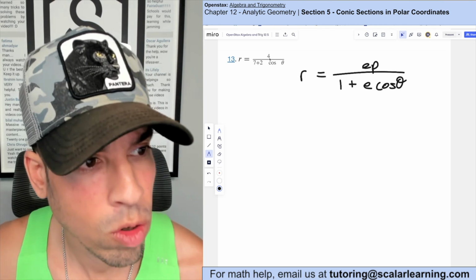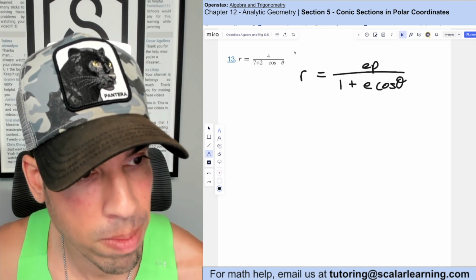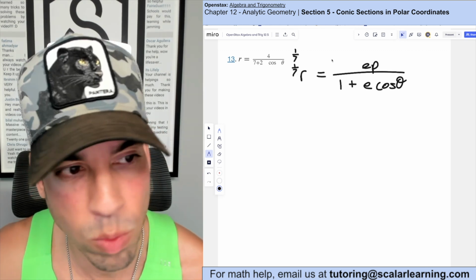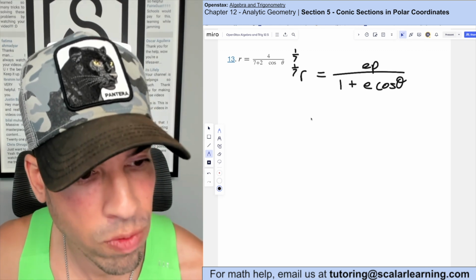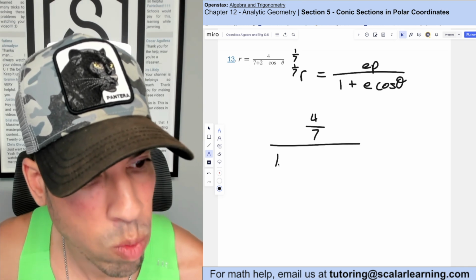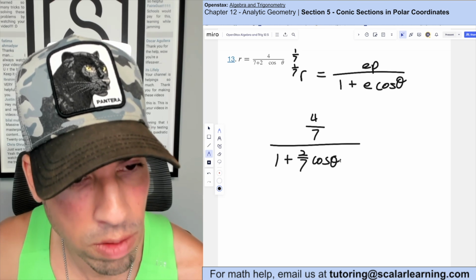All right, so once again, we need to get this to 1. So what am I going to do? I'm going to multiply the top and bottom by the reciprocal, which is 1/7. So 1/7 over 1/7. So 1/7 times 4 is 4 over 7. And then on the denominator, we have 1 plus 2/7 times cosine of theta.